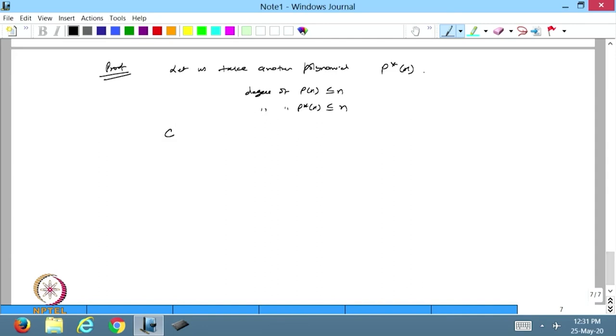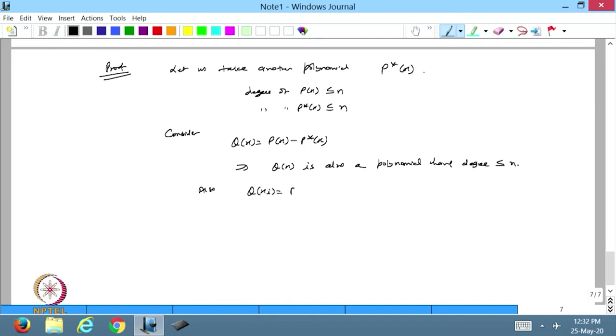Now, let us consider the polynomial q x is equal to p x minus p star x. So, I choose the difference of these two polynomials as q x. So, from here I can say that q x is also a polynomial having degree less than equal to n. Also, q at x i is equal to p at x i minus p star at x i, and this p x i will be same as p star x i. So, this will be 0 for all i, because this polynomial is passing through all these points, whatever points we have. So, i is from 0, 1, 2 up to n. So, at any of the x i, this value and this value will be same, and then the difference will be 0. So, from here I will get q x i is equal to 0.